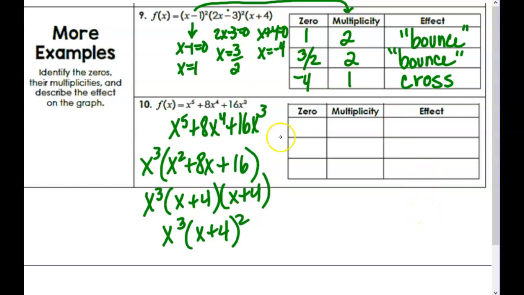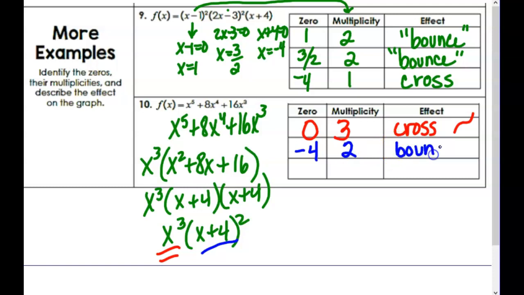So where are the zeros at? 0, and that one is multiplicity or power of 3. Now that's an odd power, so what is it going to do there? It's going to cross. It actually would do a funky little cubic shape like that right there, but it will cross. All right, and then let's see, I'll do in blue. What is that guy going to do? It has a 0 at -4. Multiplicity is power of 2, and an even means it's going to bounce.